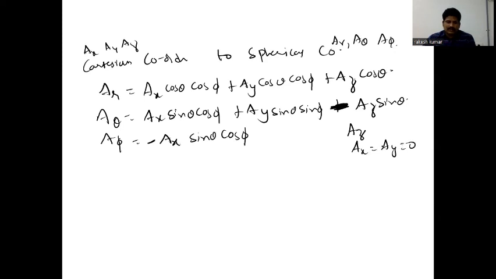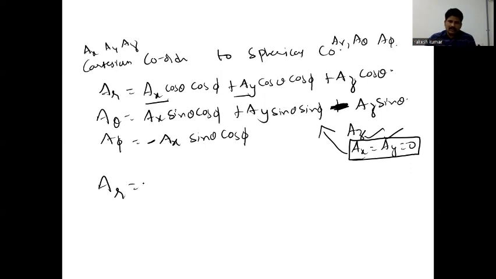Ax and Ay are equal to 0, since the current element is placed along the Z axis. So Ax and Ay are equal to 0. Now substitute these into the equations, and we will get the following. Ax is 0, Ay is 0.